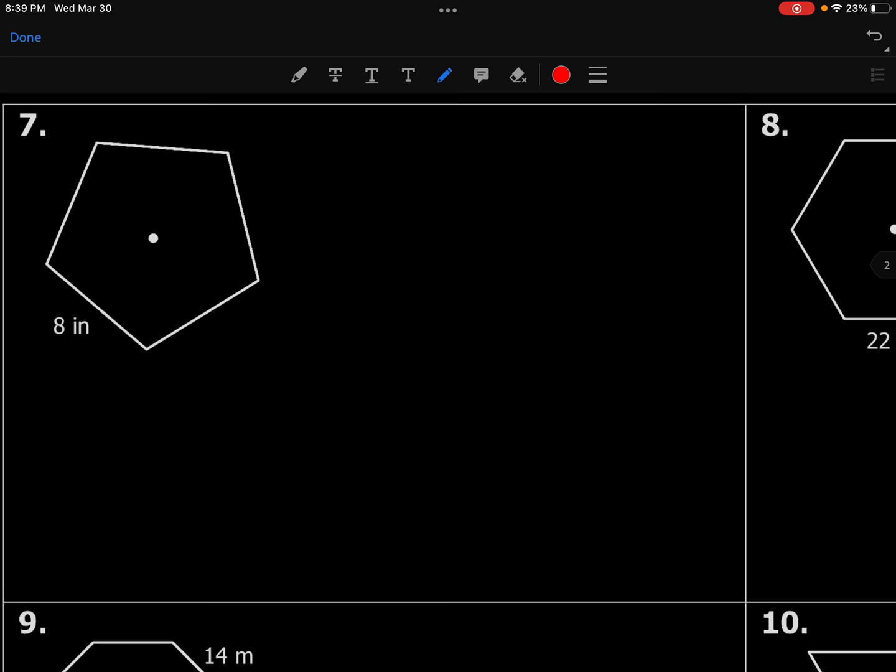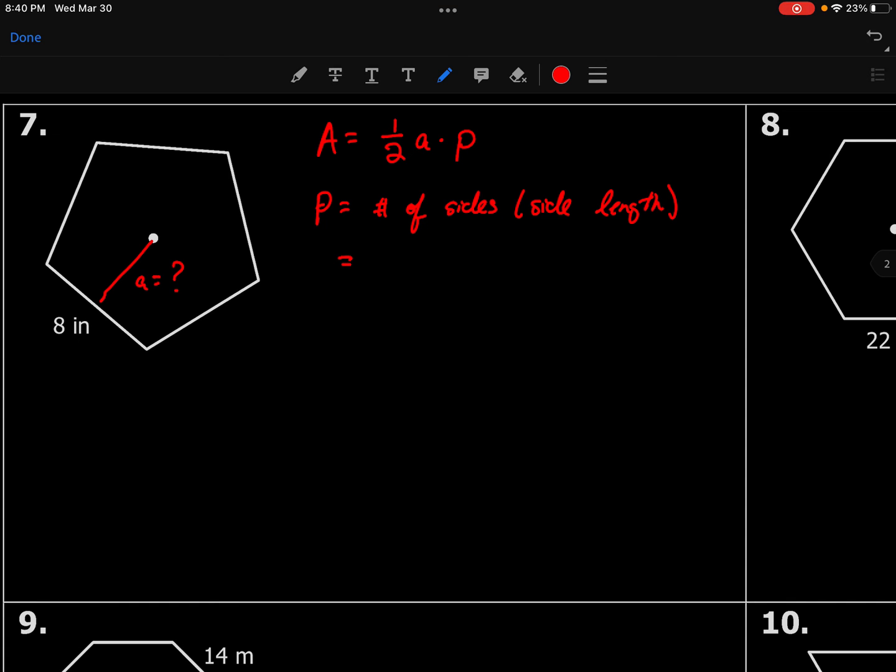Last time we were given the apothem, now we are given a side length. Okay, so let's write down the equation of area again. Area of a regular polygon is equal to 1/2 apothem times the perimeter. We don't know what the apothem is, so we need to solve for it. However, we do know the perimeter. The perimeter is equal to the number of sides times the side length, in this case 5 times 8, which is equal to 40. Great. Now we need to solve for apothem.